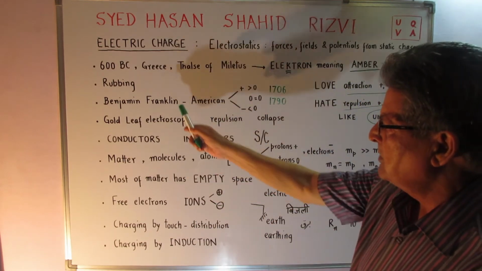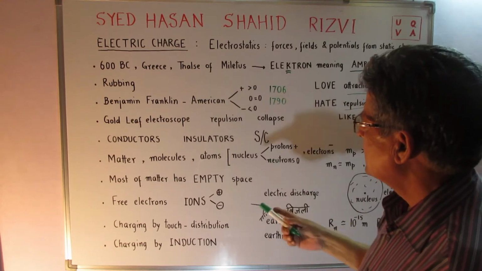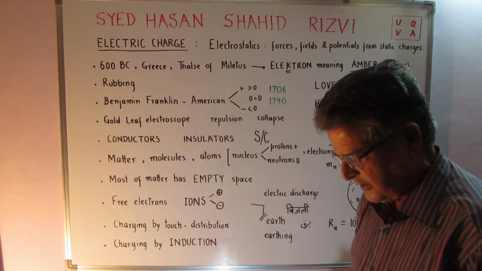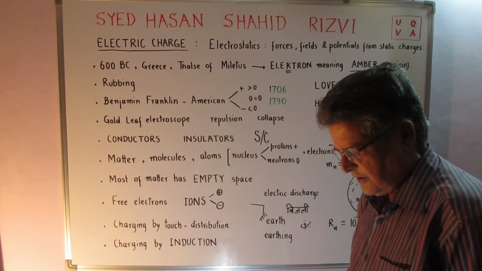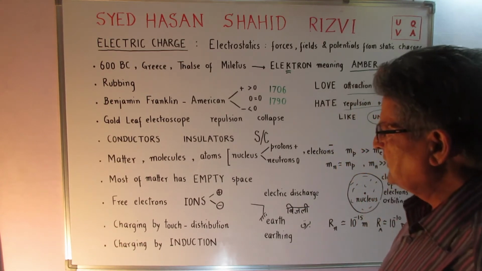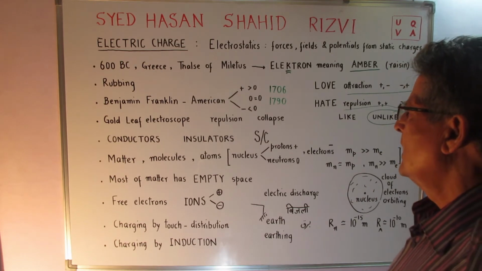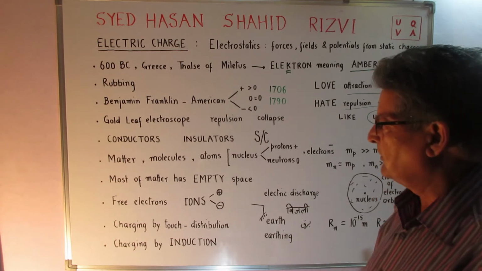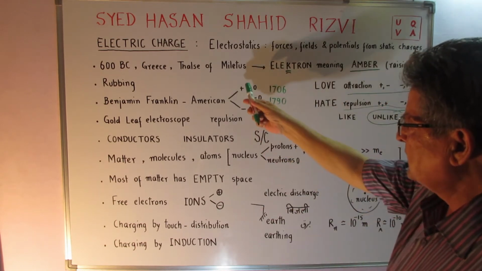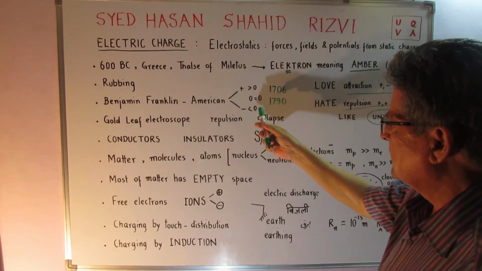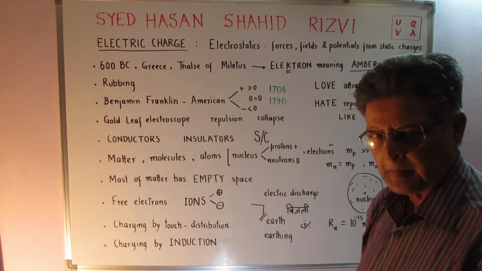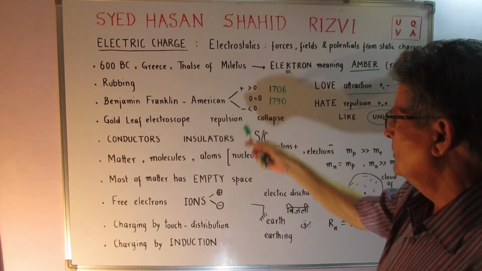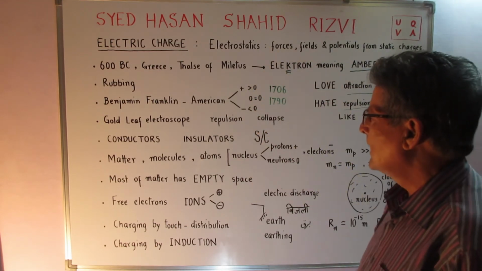So this man, Benjamin Franklin, in the middle of the 18th century, studied and said that the charges are positive and negative. He categorized them into positive and negative. Anything positive is more than zero, and anything negative is less than zero, and in between there is zero. So this is what I am introducing.